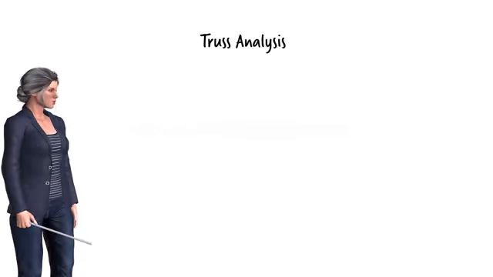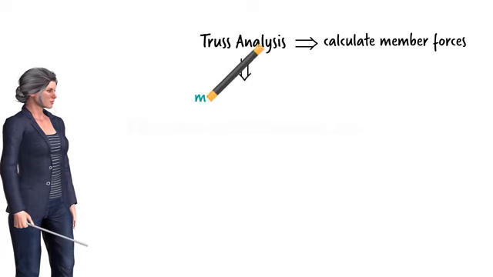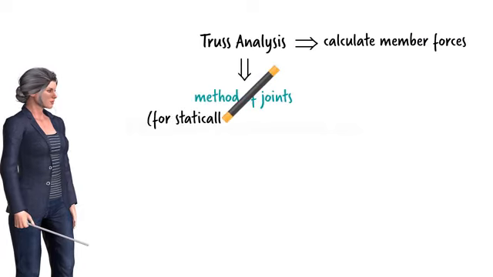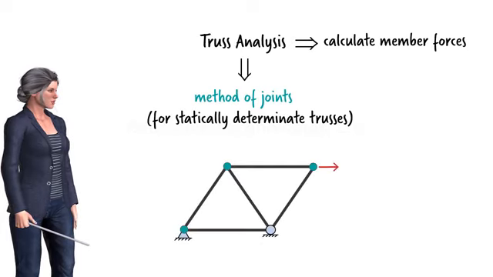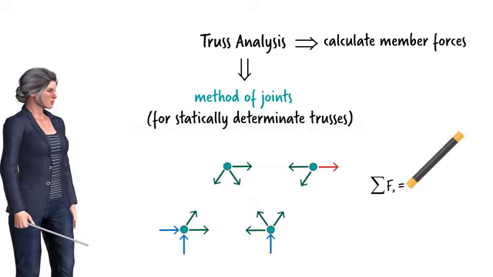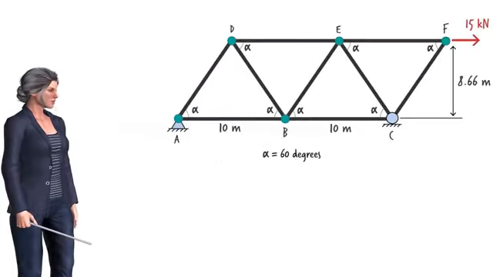The purpose of a truss analysis is to calculate the axial force in each member. For statically determinate trusses, we can use the method of joints to analyze the structure. This method involves first isolating the joints of the truss, then applying the equilibrium equations to each joint in order to determine the unknown member forces. Let's examine the method of joints in the context of this truss.